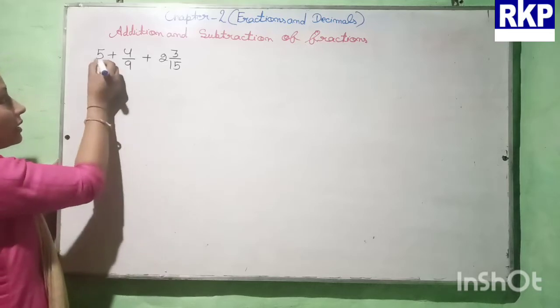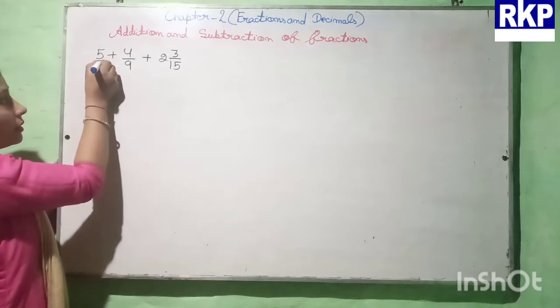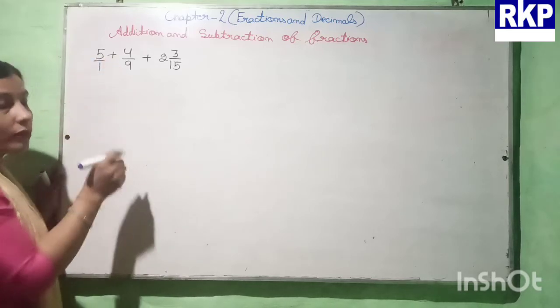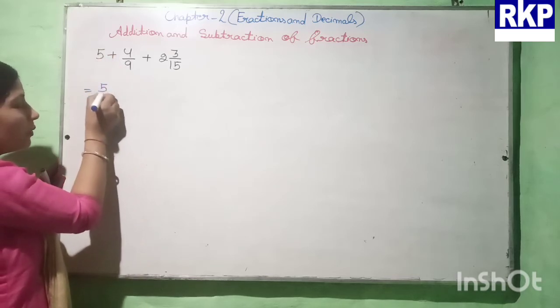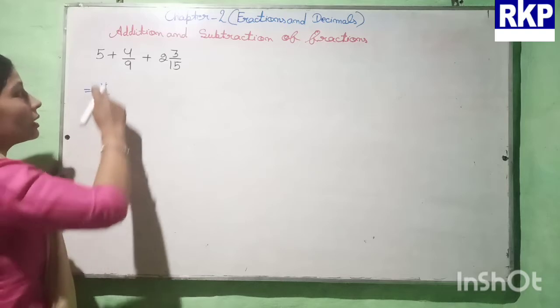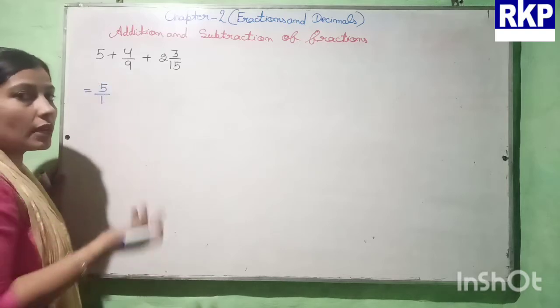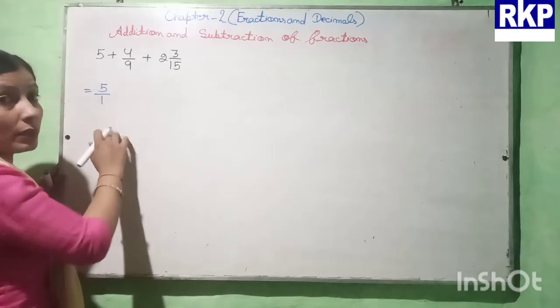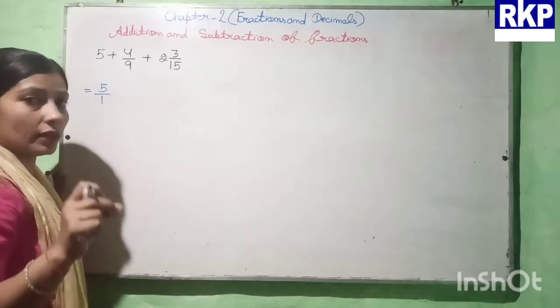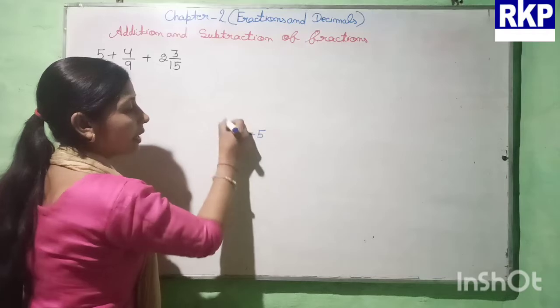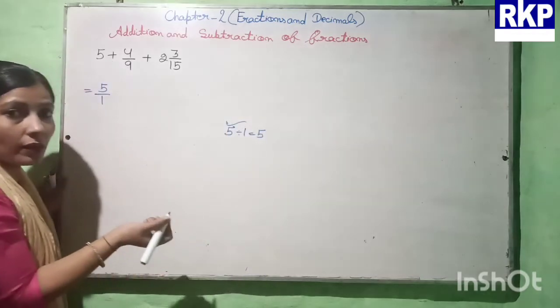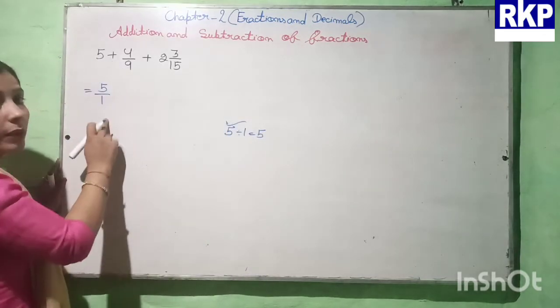And how can we write it? First we will write it like this, 5 by 1, because 5 or 5 by 1 both are the same. 5 by 1 means 5 is divided by 1. Okay, 5 is divided by 1, and when we divide 5 by 1, then we get 5. So we can write 5 by 1.